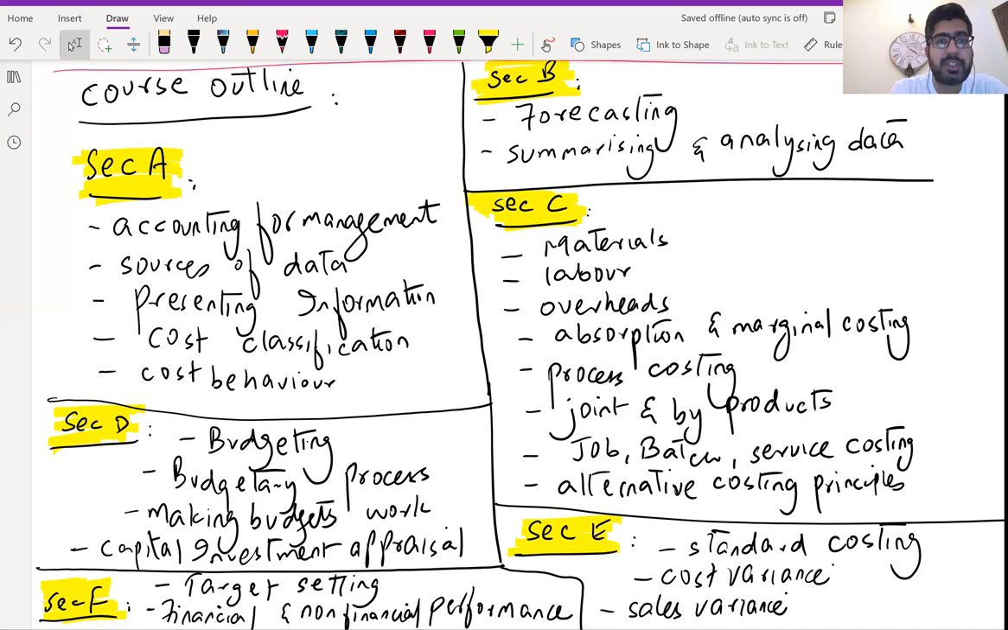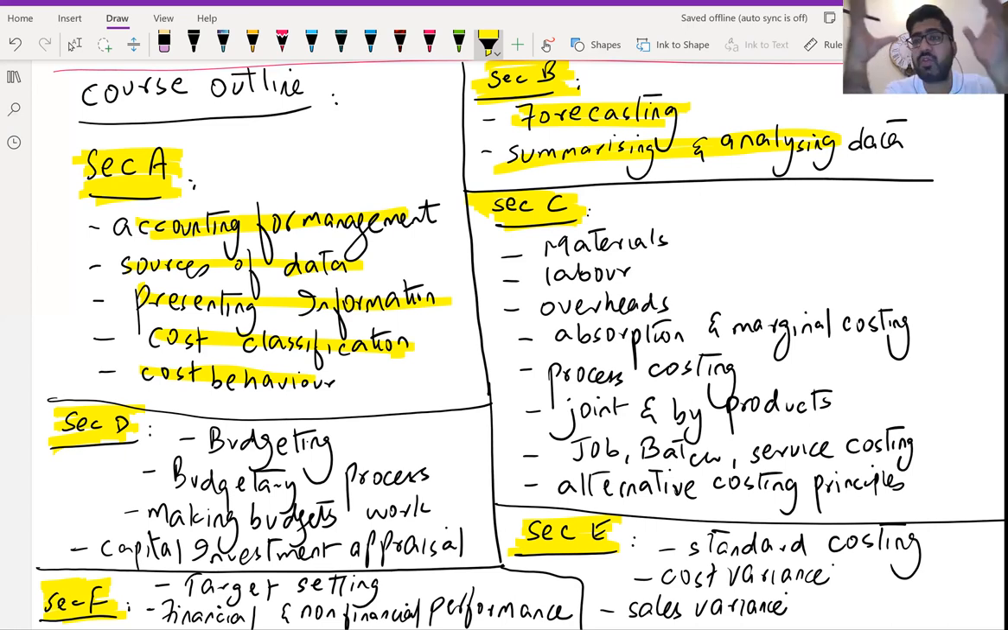which will give you chapters like accounting for management, who is management, what are management, sources of data, how do you capture data, how to present information, cost classification, and cost behavior. Okay. Section B will teach you how to forecast things, predict things, and summarizing and analyzing data. You know, data is something too much. So how to summarize it, that will be explained by section B.